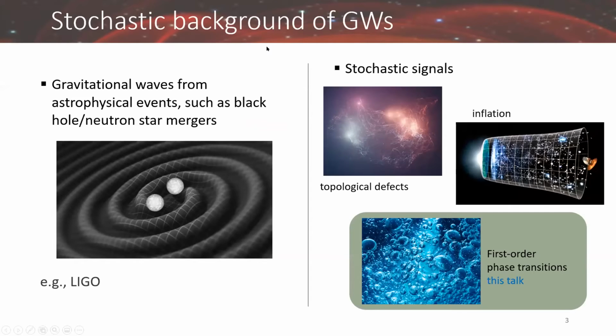All right, so when you talk about gravity waves, you typically have two types of signals. The first one are signals from single events, such as black hole mergers or interstellar mergers. And as you all know, this is what has been seen in LIGO. But you can also have stochastic signals of gravitational waves, which are much like the CMB, but for the gravitational interaction. Now, these can be produced by topological defects, such as cosmic strings, by inflation, or by cosmological first-order phase transitions, which is the topic of this talk.